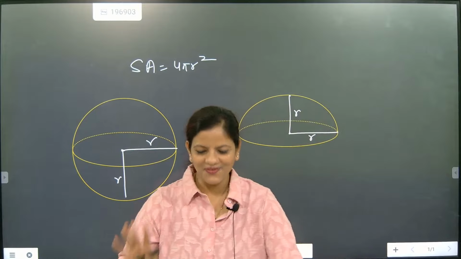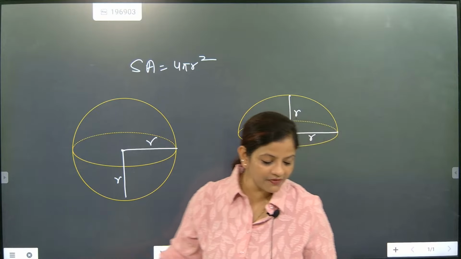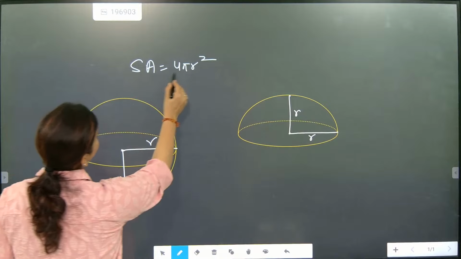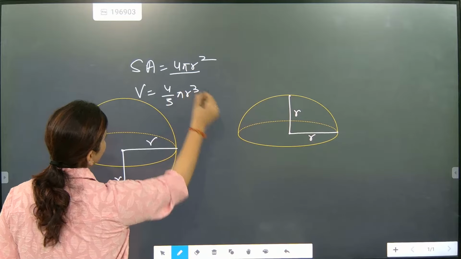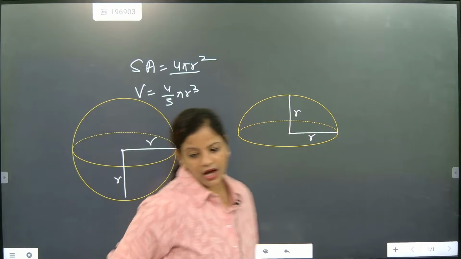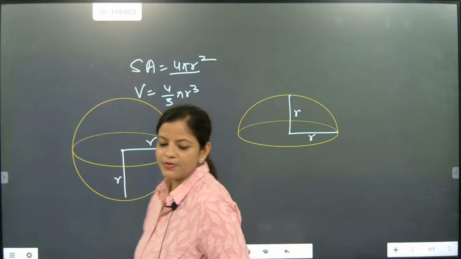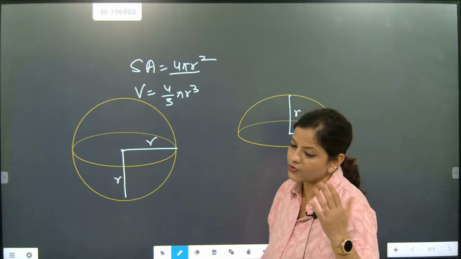Don't worry. So here somebody will be asking you about surface area and volume. Here the surface area is 4 pi r square and the volume will be 4 by 3 pi r cube. So the volume is considered as 4 by 3 pi r cube and the surface area is 4 pi r square.